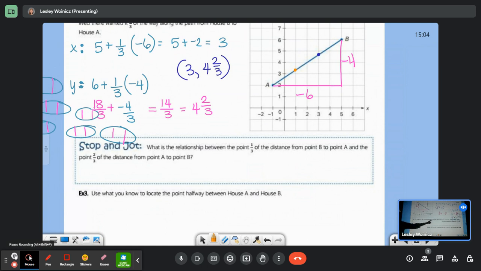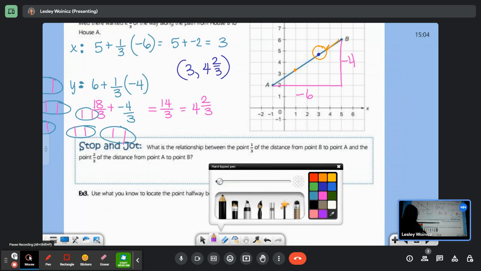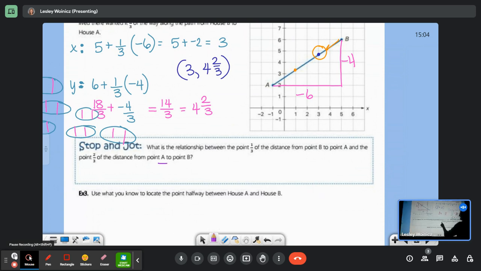What is the relationship between the point 1/3 of the distance from B to A? From B to A is this way. So we're talking about this point. And the point 2/3 of the distance from A to B. 1/3, 2/3. What is the relationship between those two points?